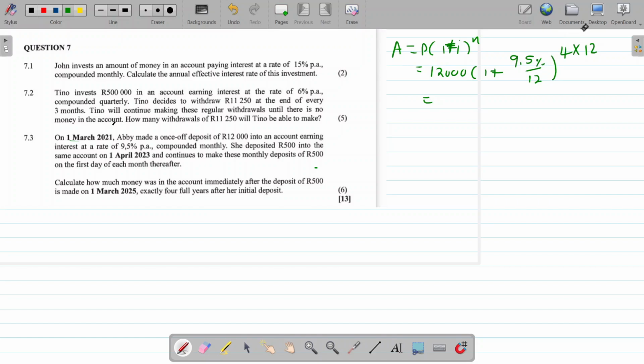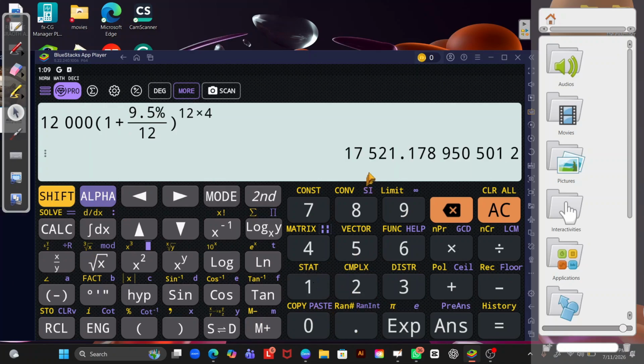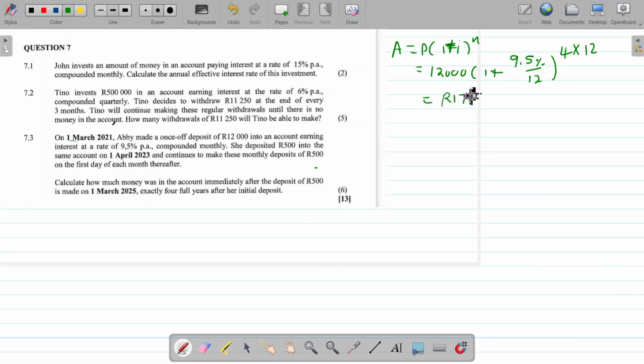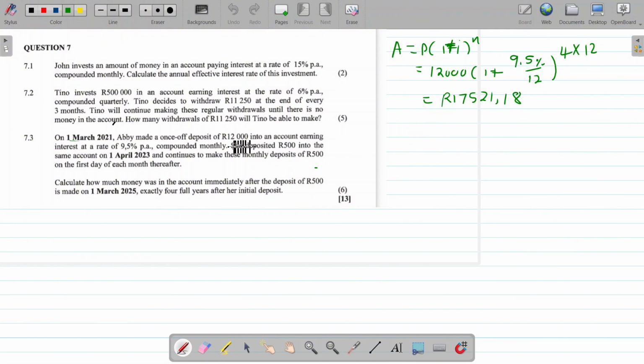Let me write these things well. That's going to be 12,000. There's a minus in front of the 12,000, I don't like that. The interest rate is 9.5%, that's monthly. So we're going to have 17,521.18. Just make sure, 18, yes. So that's her investment of 12,000, and the amount it became after those 4 full years. But then here's the kicker. The second part, the 500, is an annuity.